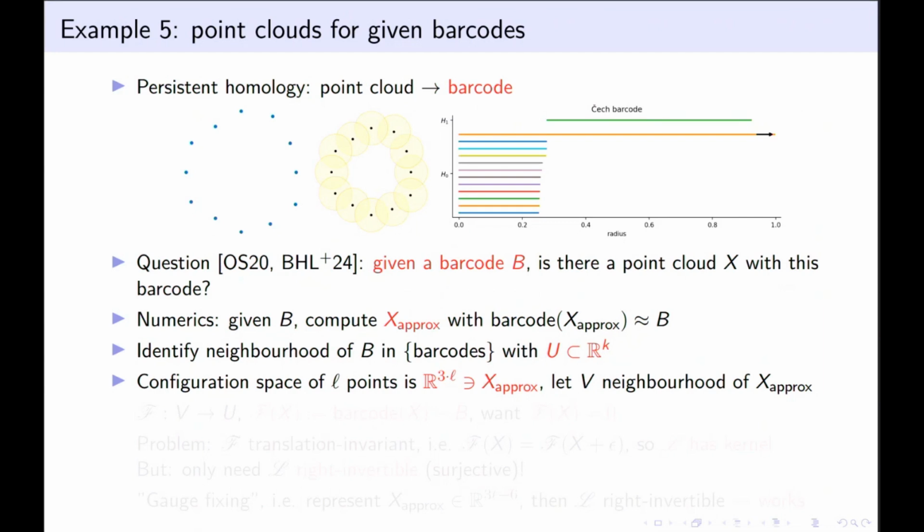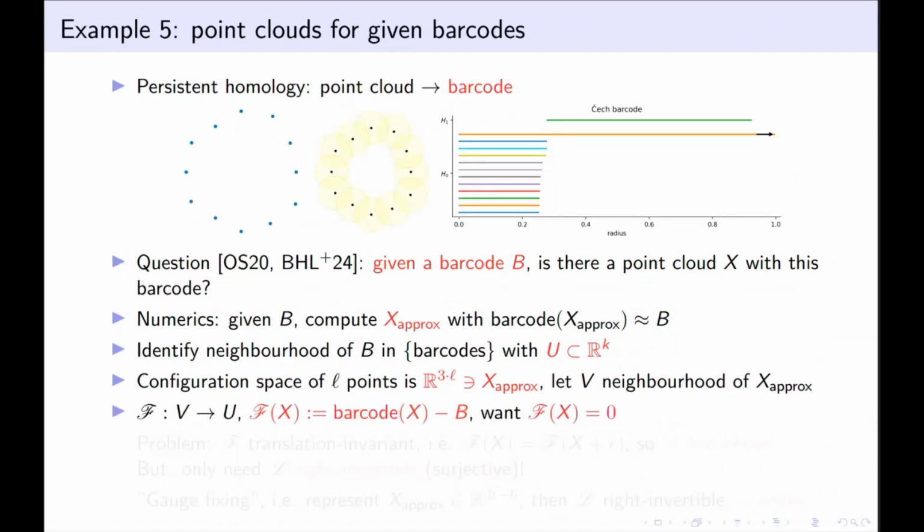The point of this is that now our target function curly f, which is this barcode function, so barcode minus the B that we are targeting, is now a map between Euclidean spaces, from V to U, which are subsets of Euclidean space. And just as before, we want to find a 0 of this function curly f, f of x equals 0.